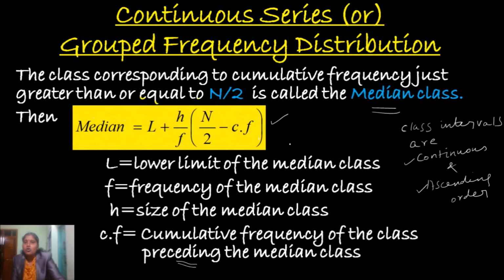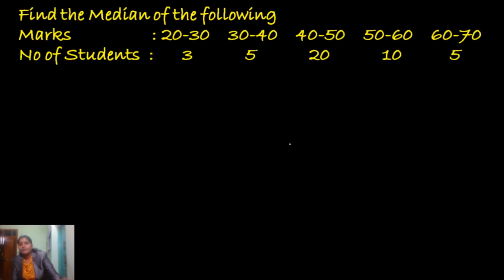Let's now move on to an example. Find the median of the following. Here the marks and number of students are given. Both of the marks are given here in terms of intervals, that is class intervals. So now let's check whether the class intervals are first continuous and in ascending order.